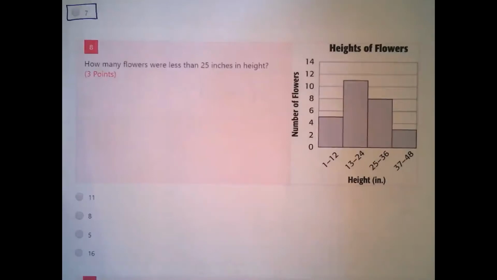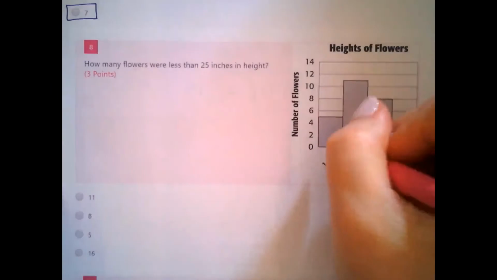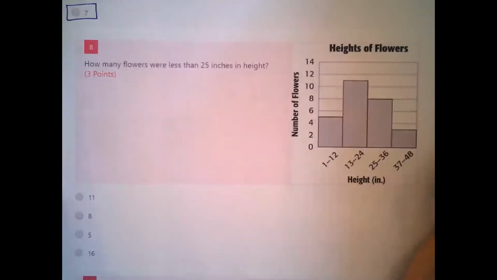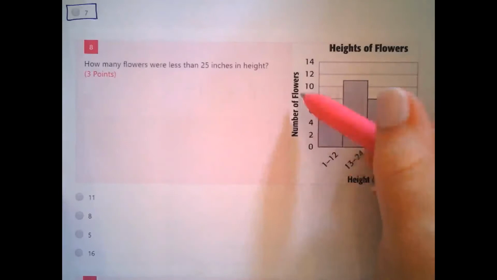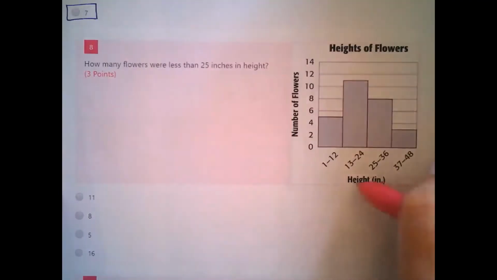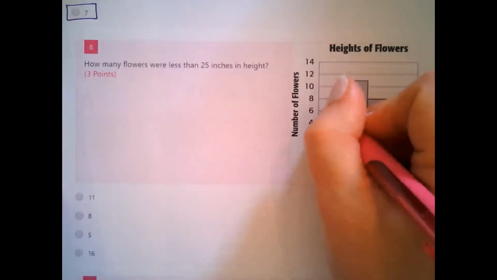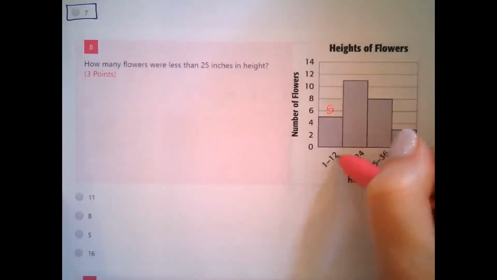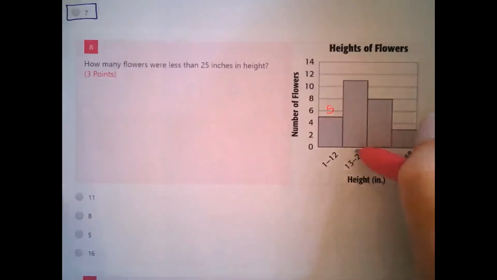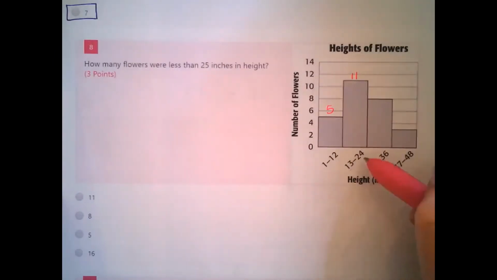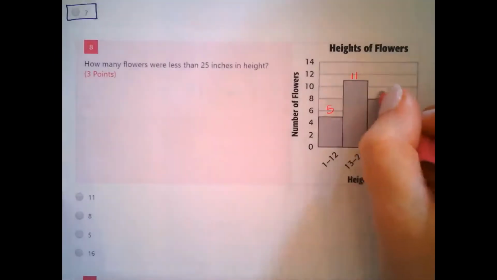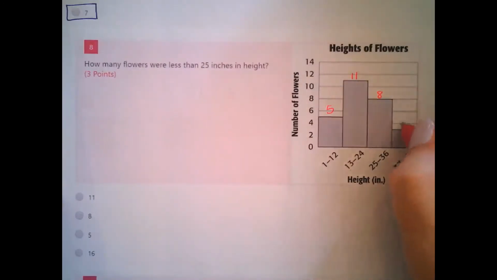All right, let's move on to the next question. How many flowers were less than 25 inches in height? Well, here's what I recommend. The first thing I would do if this were my paper is find out how many flowers chose each section. There are numbers of flowers and there are their heights. In the height range of 1 to 12, based on where this line is, there were 5 flowers that were between 1 and 12 inches. When we go to this one, it goes up to 11 flowers that were between 13 and 24 inches. Here we get 8 flowers, and here we get 3, I do believe.